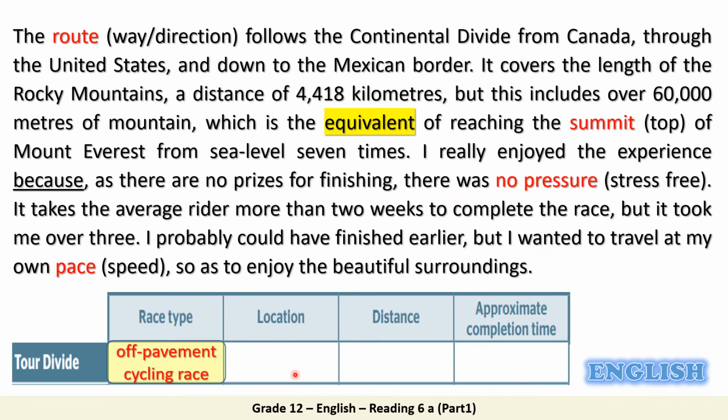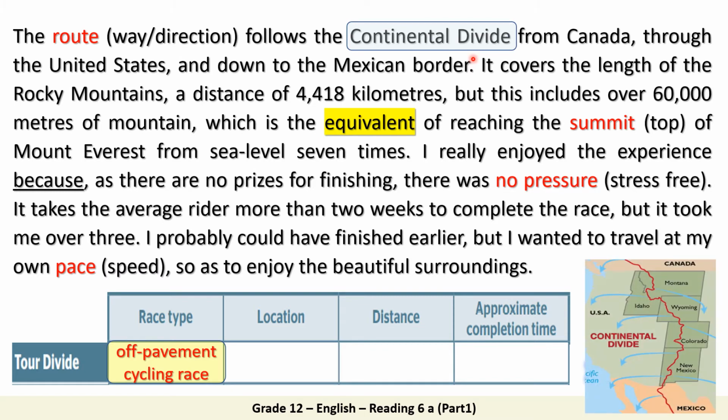Dear student, have you finished the rest of the fact file right here? If you haven't, please do it right now. Okay, done. Let's take this feedback. The route means the way or the direction, follows the continental divide. This is the continental divide.